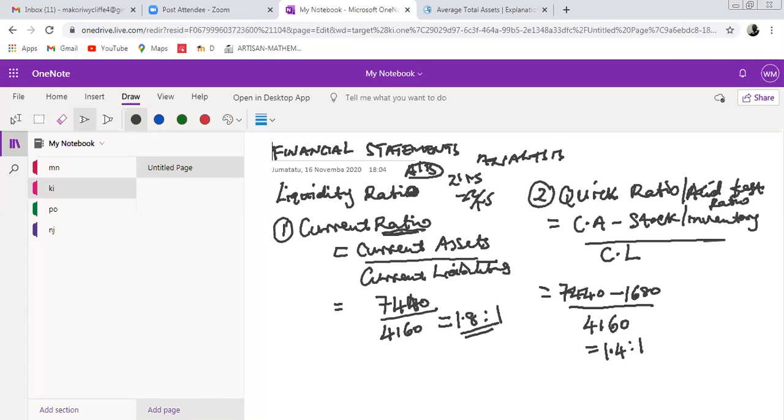Mwalimu, for the November paper, where you're told to calculate average total assets, are you combining the 2 years and dividing by 2? Yes. Actually, we are coming to that when we go to the efficiency ratios. Okay, all right. I go back there.